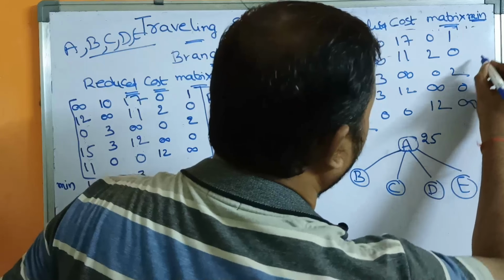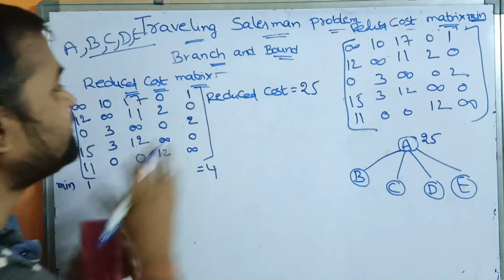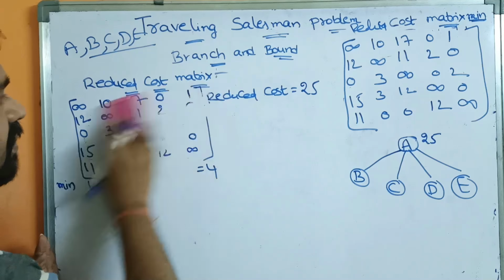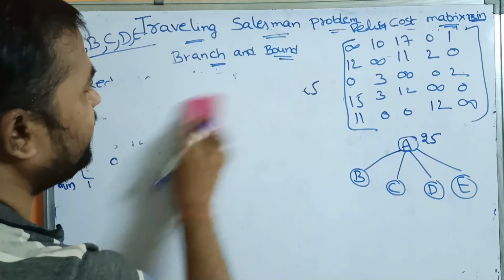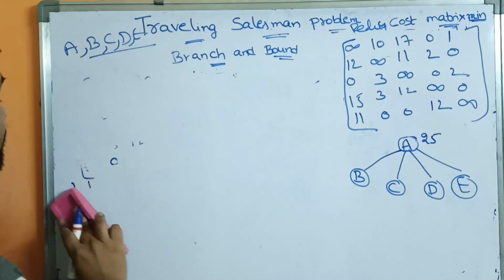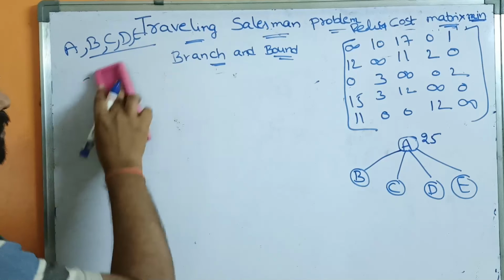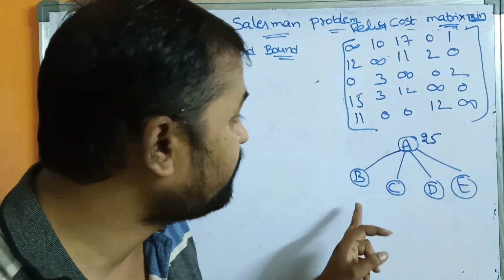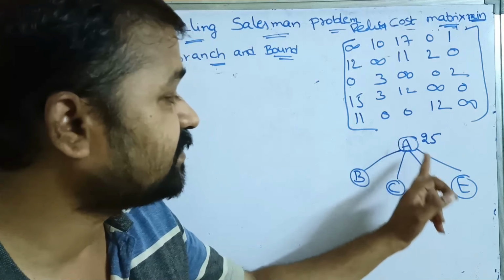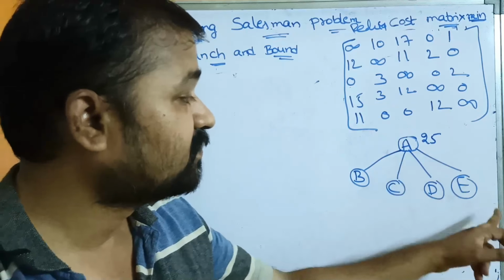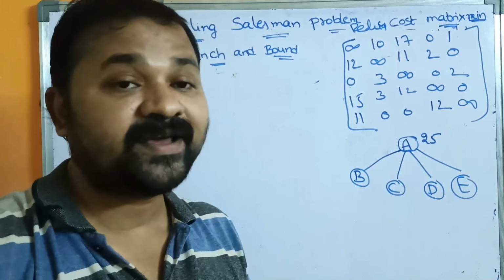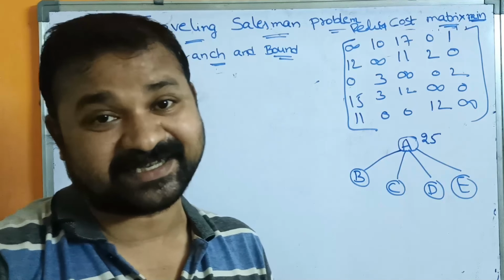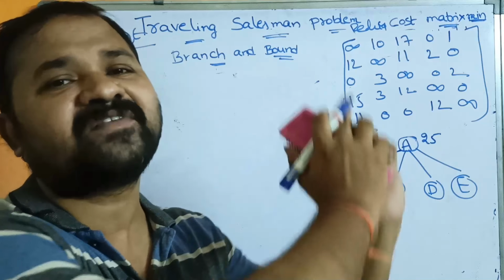So now we have to perform operation on this reduced cost matrix. Okay. Already the cost of A is calculated. So that is 25. Now we have to find out the cost of the path A to B, A to C, A to D, and A to E. Here we have to find out the shortest distance. We need to visit all the vertices of the graph.